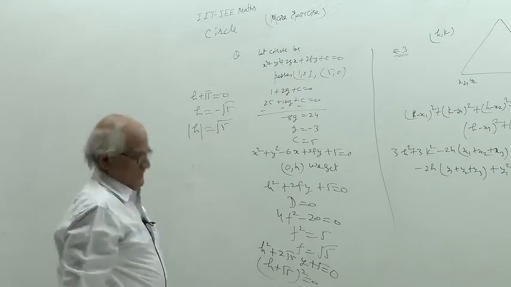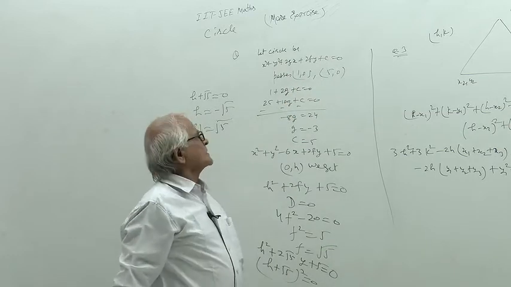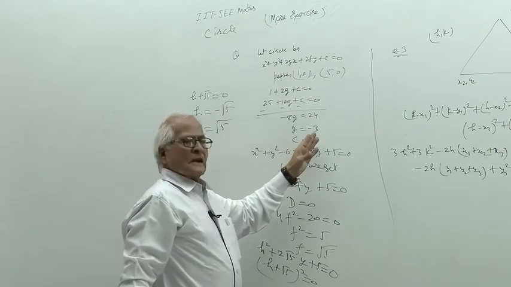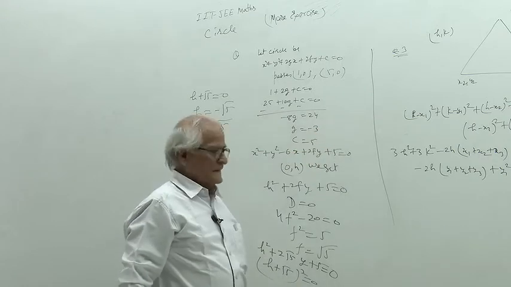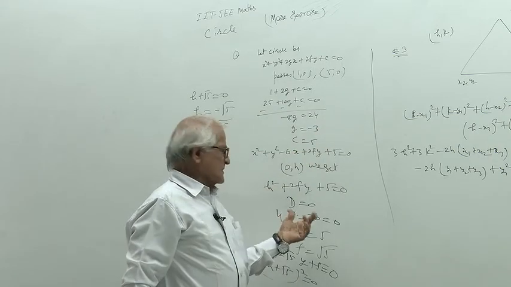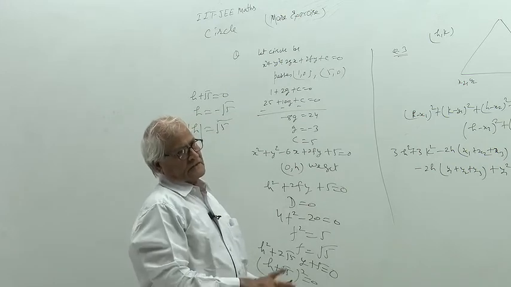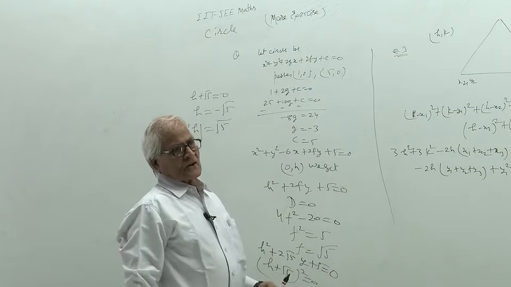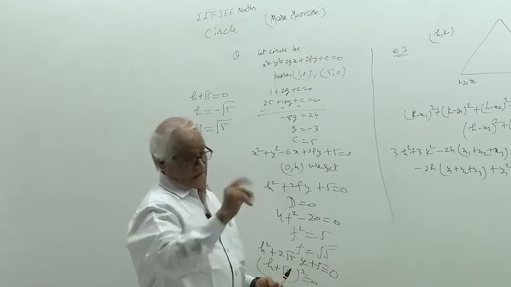I am again repeating. Let the circle be this. This passes through (1, 0) and (5, 0). We have the value g is equal to minus 3, c is equal to 5. I put this in the circle, we have this. Now the discriminant should be 0 because we will take the two coincident roots, and ACB should be maximum.